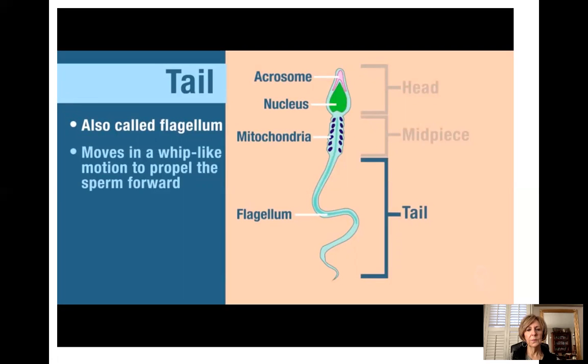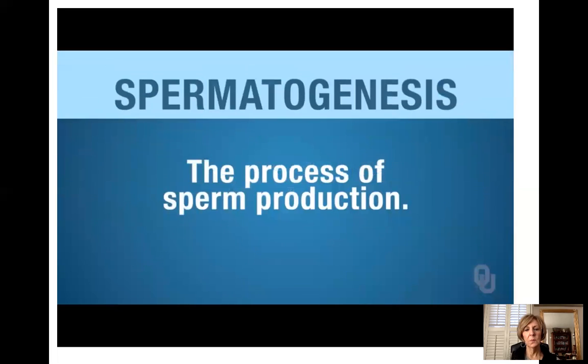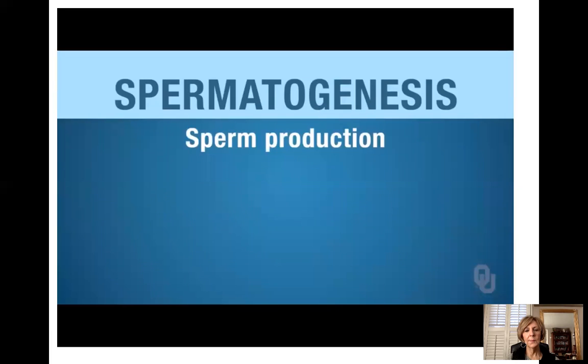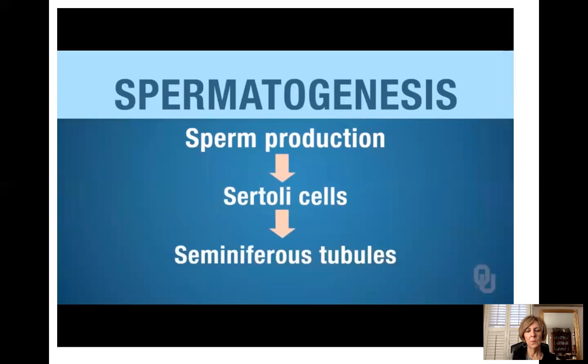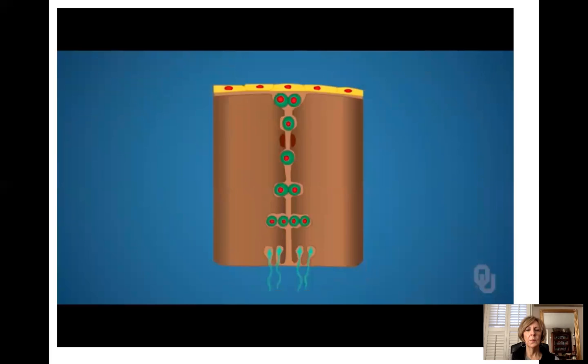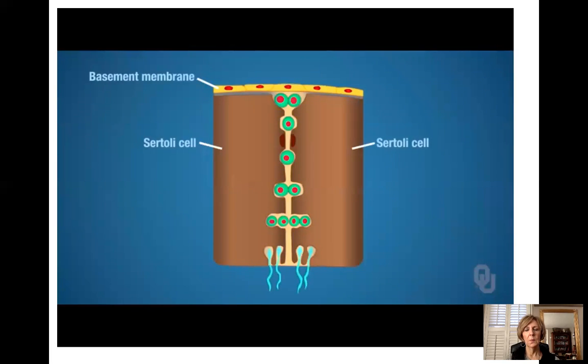So how are those sperm produced? We're going to look at spermatogenesis. This is the process of sperm production, how the sperm are actually produced. Keep in mind that sperm production is associated with the Sertoli cells, and remember that the Sertoli cells are associated with the seminiferous tubules. So where we're going to begin is at the basement membrane. Then you have a Sertoli cell here on the left and a Sertoli cell here on the right, and we're going to be talking about spermatogenesis that's occurring between the Sertoli cells.